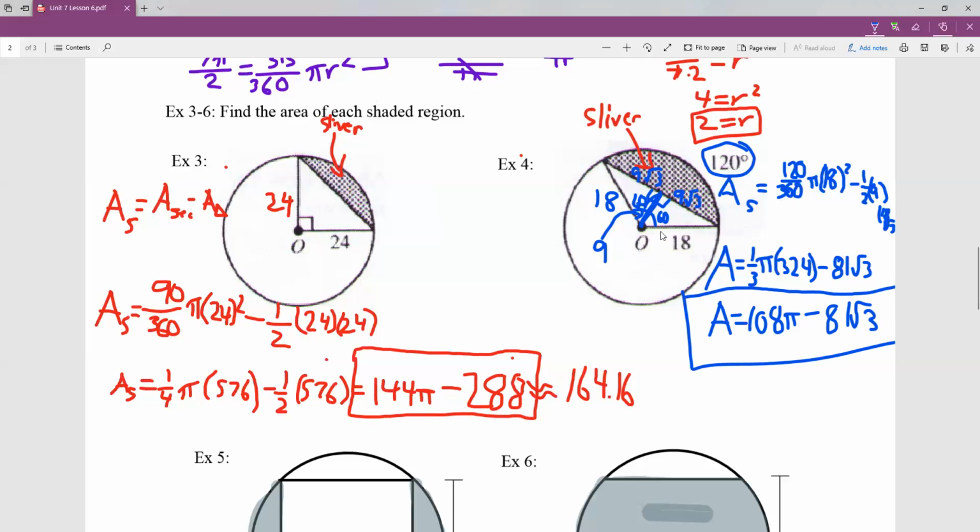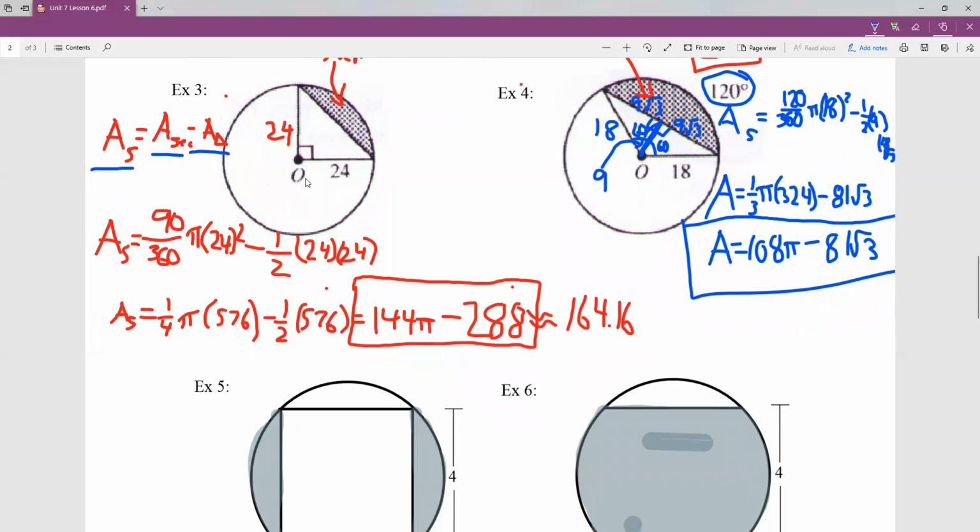So this one was a little bit difficult because we had to use 30, 60, 90 triangles. But the process is still the same. To find the area of the sliver, you take the area of the sector and you subtract out the area of the triangle. And you guys will be asked to do this on your homework and maybe a skill check in the future. So give this a shot. It's just this same conceptual idea every time.